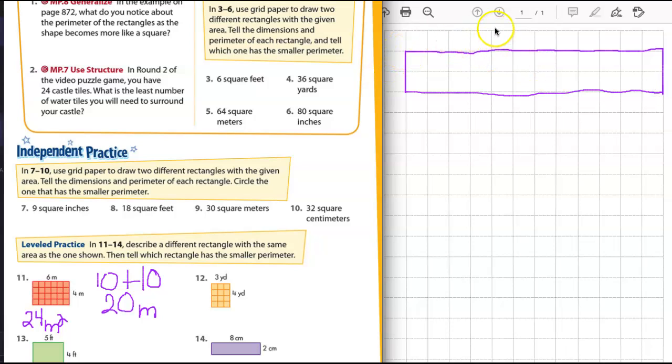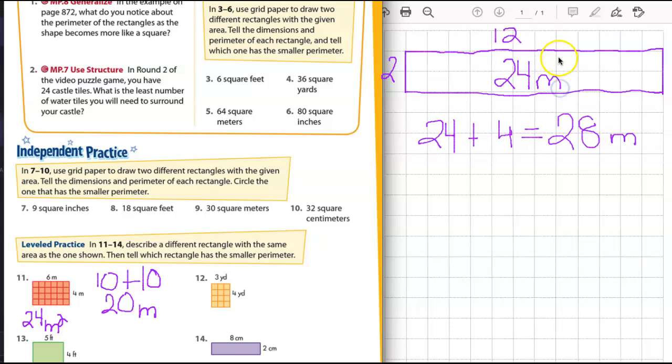So the perimeter of this is 12. This side, that side's 12 and this side's 2. So 12 plus 12 is 24. And 2 plus 2 is 4. So the perimeter of this one is 28 meters. The area, if we just count the inside squares, we can multiply 12 times 2 is 24, or we could say 2, 4, 6, 8, 10, 12, 14, 16, 18, 20, 22, 24. So the area of this rectangle is 24 meters squared.